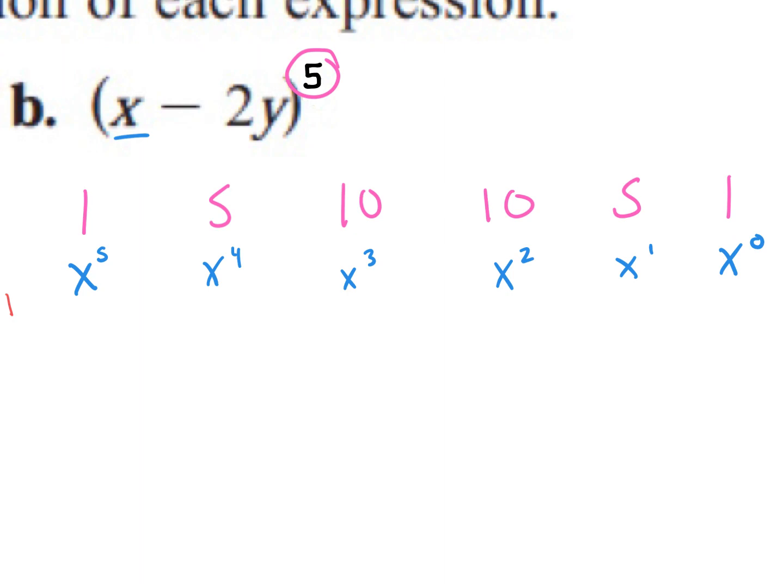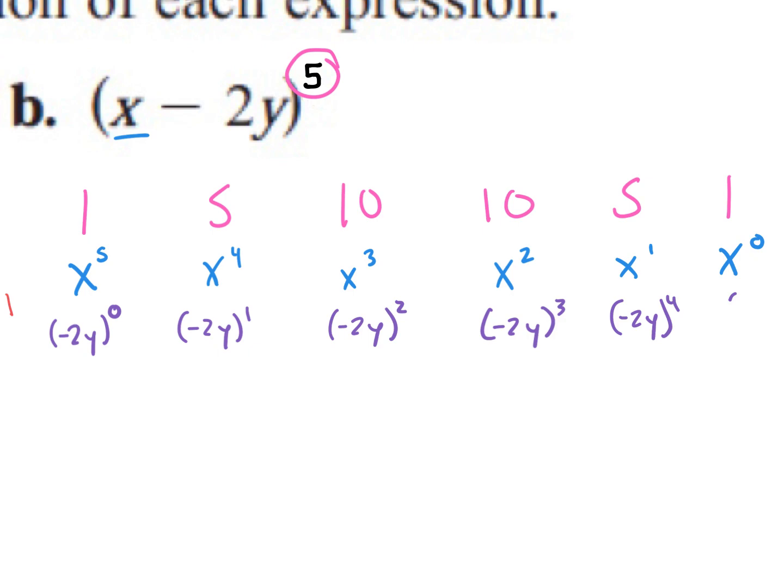And then what is our second term? Negative 2y. And what's the degree on that? 0. Then we go up from there. So negative 2y to the first power, negative 2y to the second power, negative 2y to the third power, negative 2y to the fourth power, negative 2y to the fifth power. You can always double check because each column, the exponents are going to add up to what? To 5.